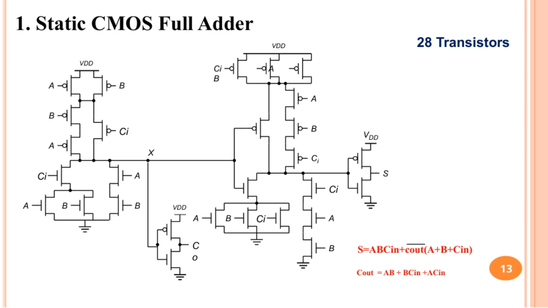The sum output S is determined by a slightly more complex equation. S equals the product of A, B, and CI plus COUT multiplied by the sum of A, B, and CI. Essentially, this combination of inputs and carry ensures accurate calculation of the sum bit. This design uses complementary MOS transistors to achieve low power consumption and good noise margins, making it reliable and efficient for integration in more complex circuits. The labeling of inputs and power rails, like VDD, highlights the typical CMOS structure, with pull-up and pull-down networks working together to perform the logic functions.